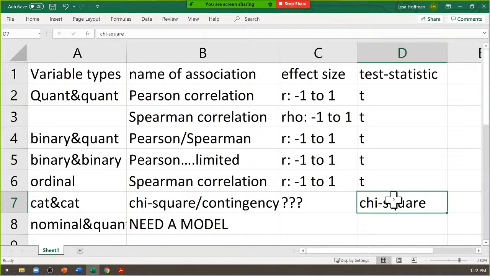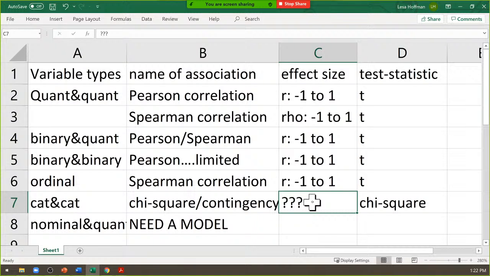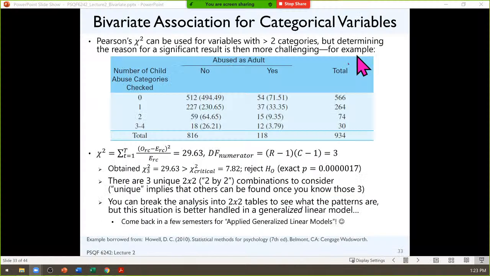But that chi-square statistic is partially reflective of my sample size. The more people I have, the higher my chi-square. The easier it is to declare my association significant. So I need an effect size. There are different options that are going to be more or less useful depending on the context. So we'll get to those here in just a second.